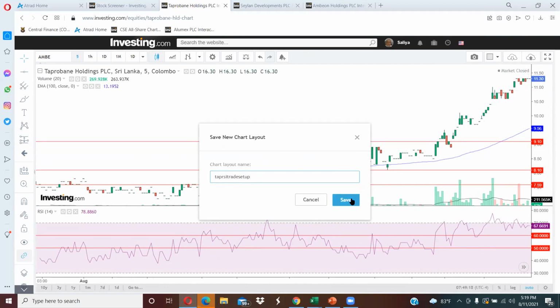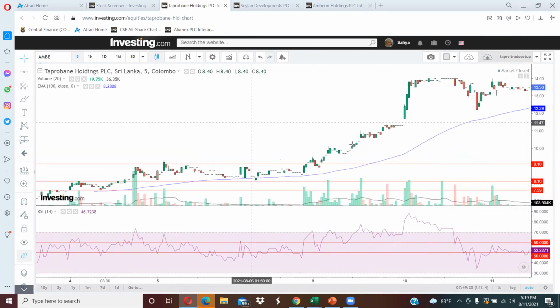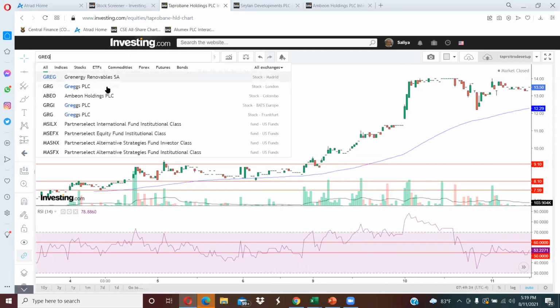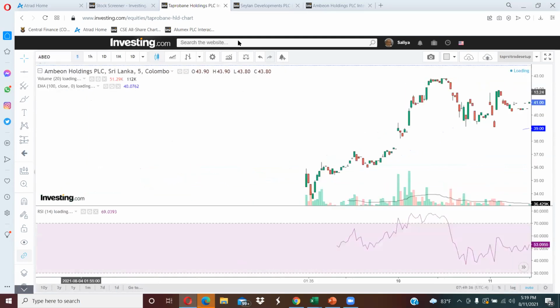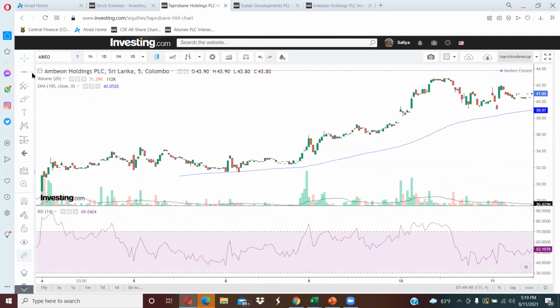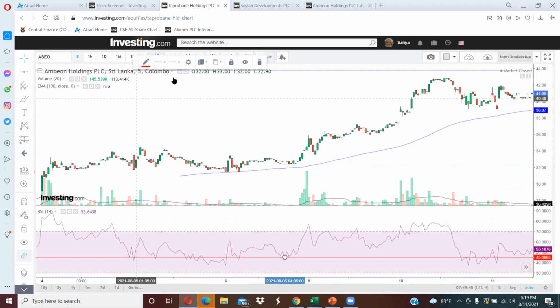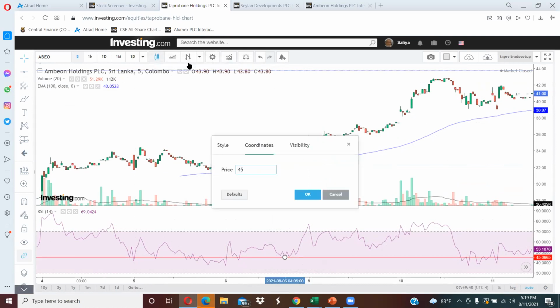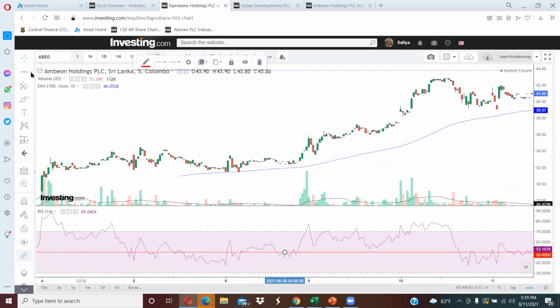Right, always you might be able to see that these lines will be intact. So when we move into another stock, again we have to do the same thing, right? So two horizontal lines, one is at 50, other one is at 60.